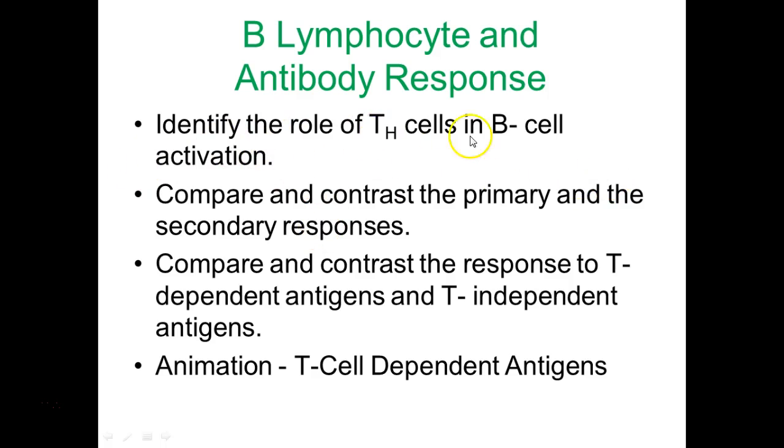So what roles do these guys play? One thing that wasn't shown there is that helper T cells are sometimes important in that process of B cell activation. That B cell going to proliferation, differentiating into plasma cells, and producing memory cells.